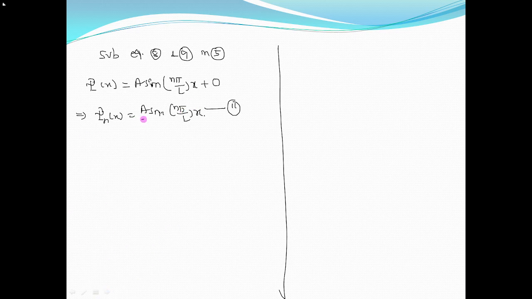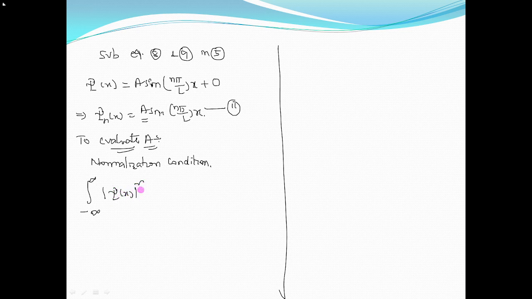Now I don't know the value of a. To evaluate a, I'll apply the normalization condition. What is the normalization condition in one dimension? The integral from minus infinity to infinity of modulus of psi squared dx is equal to 1. This is the normalization condition we know.